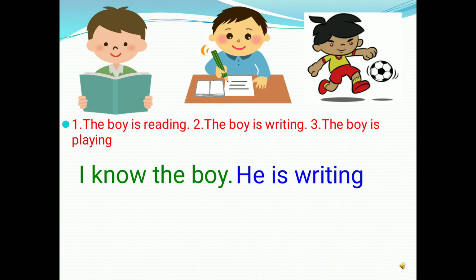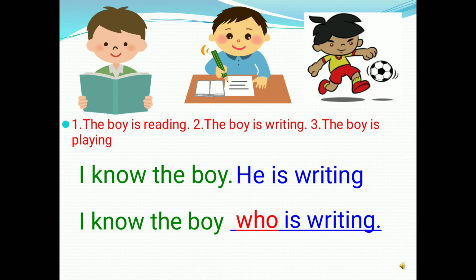Now, combine these two different sentences into a single sentence. How can you combine? We can combine like this: I know the boy who is writing. Here, two different sentences are combined into a single sentence using who. In the second sentence, he is replaced by who, and who refers to the boy in the first sentence.